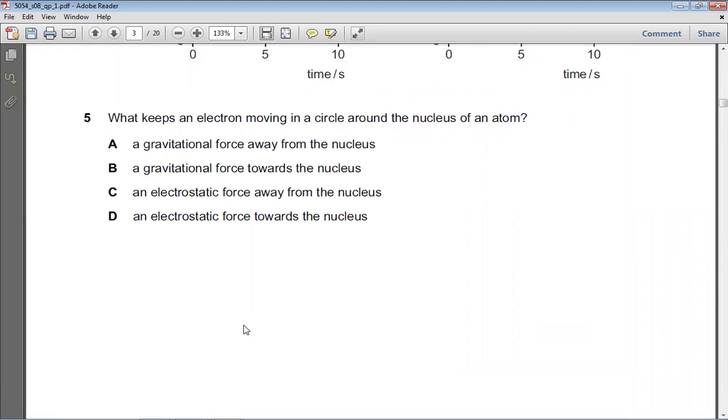What keeps an electron moving in a circle around the nucleus of an atom? You see, the electron is negatively charged and the nucleus has positive charge. So there is an electrostatic force of attraction between the positive charge and the negative charge on the electron. So the centripetal force is being provided by the electrostatic force of attraction, and the direction of that force will be towards the nucleus. So what keeps the electron moving in a circle around the nucleus of an atom? Electrostatic force towards the nucleus. I think D looks the best option, sir.